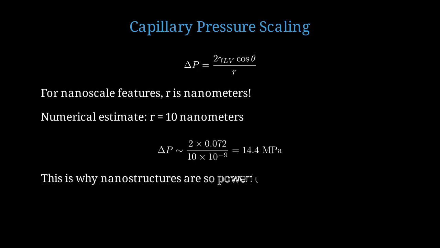This huge pressure can either stabilize the Cassie state by preventing liquid penetration, or force a transition to Wenzel if the pressure exceeds the surface's ability to resist. There's a critical pressure above which the Cassie state collapses into the Wenzel state. The critical pressure is given by P critical equals negative 2 gamma LV cosine theta Y divided by D, where D is the spacing between pillars.